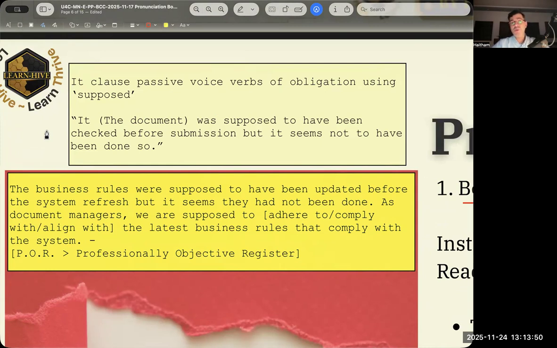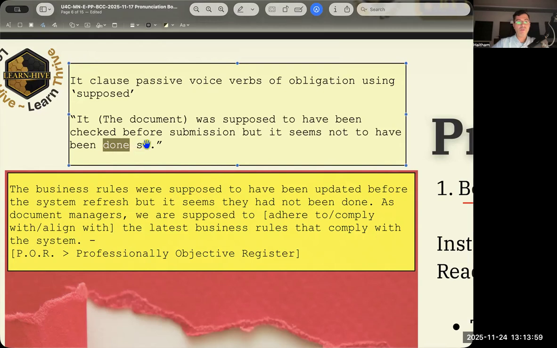It was supposed to have been checked before submission, but it seems not to have been done so. Okay, or it seems not to have been. Let's just get rid of "done so." So it was supposed to have been checked before submission, but it seems not to have been. Or with "document," this showcases better levels of clarity. So the document was supposed to have been checked before submission, but it seems not to have been. This uses "the document," and the previous version uses "it."